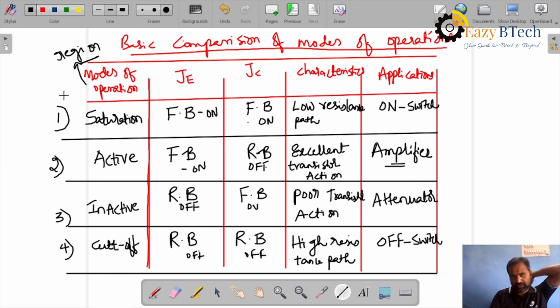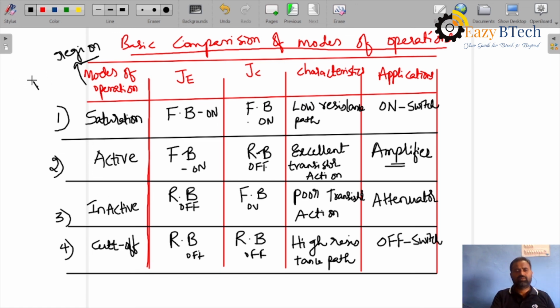Okay, very important table. Okay, students, this is the basic modes of operation of the transistor. How it can be operated in different modes. Okay, students, this is today's topic. Modes of transistor, modes of operation.